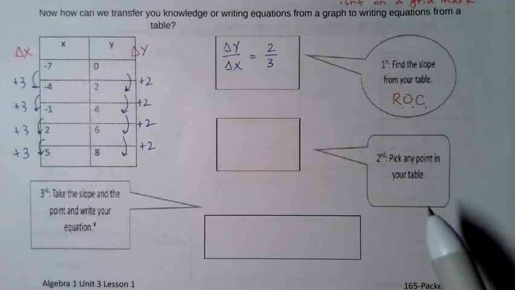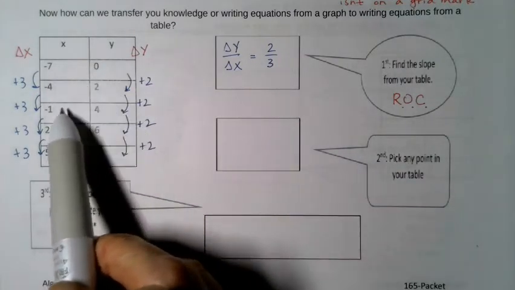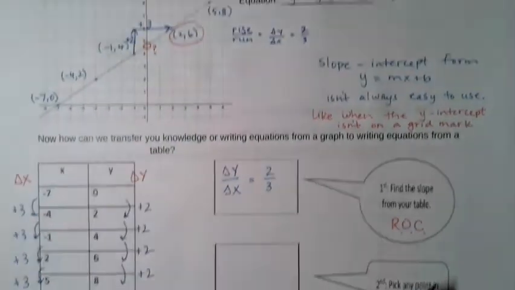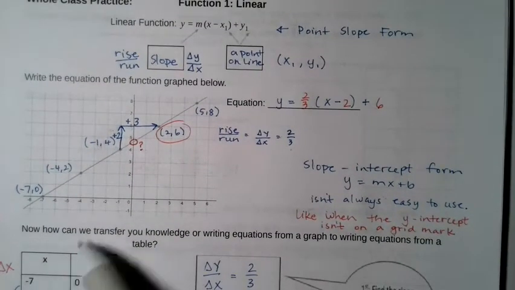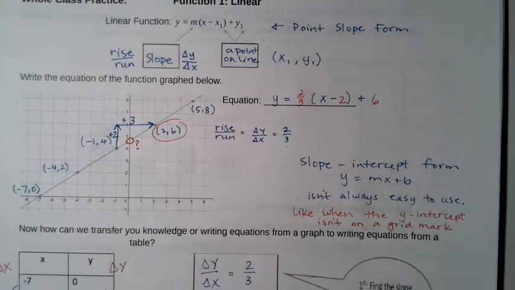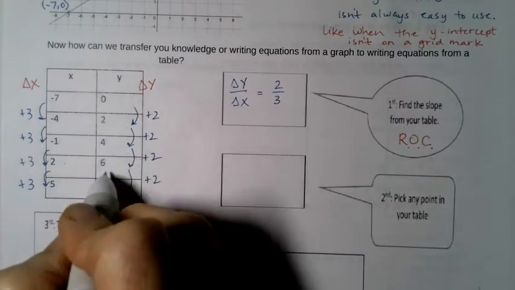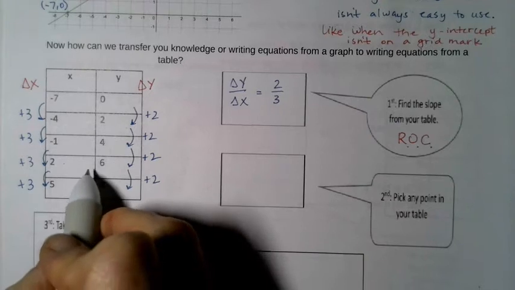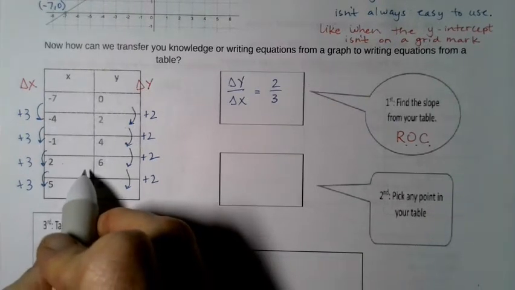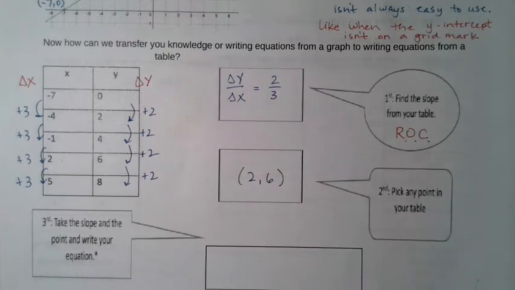Now we're going to pick a point. You can pick any one of these points. You might recognize that these ordered pairs are all of the points that we found along this line. So this table is a table of all the points along this line, and I think it makes sense to pick the same point that we used above just to show that that works and it's the same, which was 2, 6. Any point would work though.